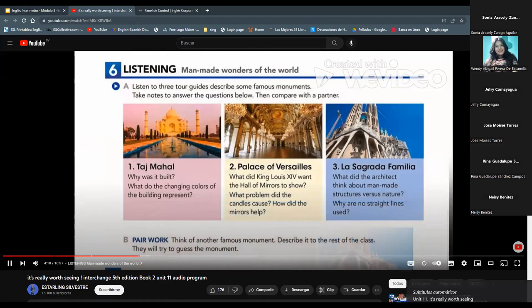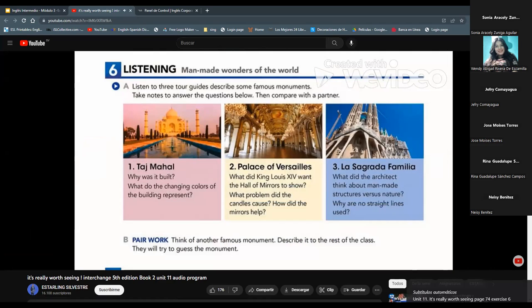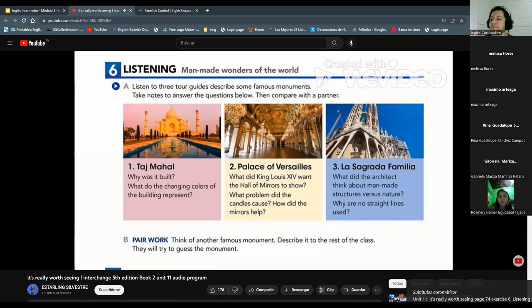Page 74, exercise 6, listening. Man-made wonders of the world. Part A. Listen to three tour guides describe some famous monuments. Take notes to answer the questions below. Then compare with a partner.